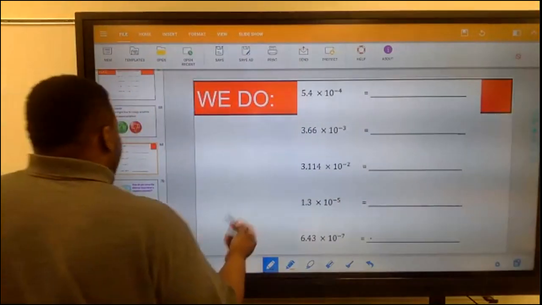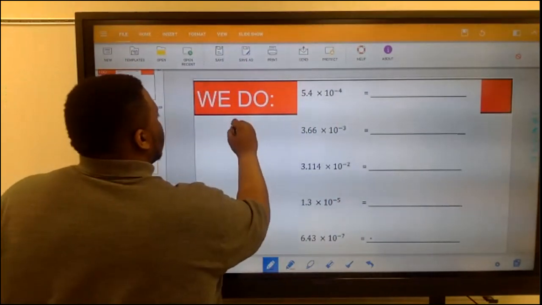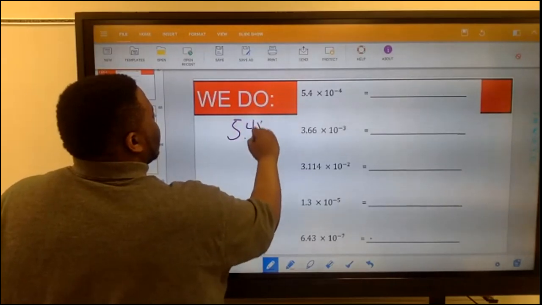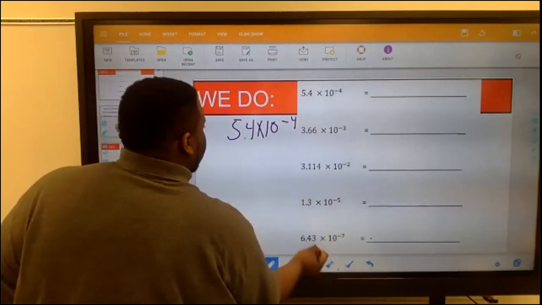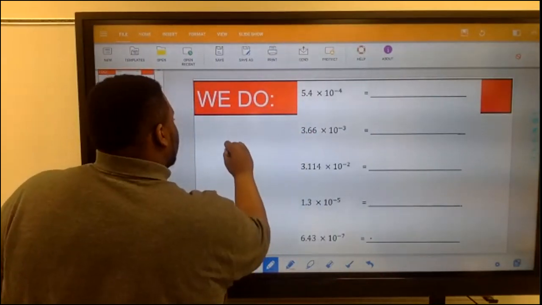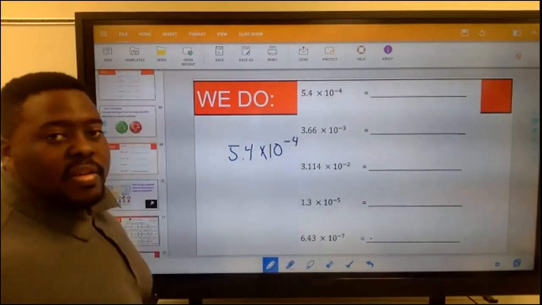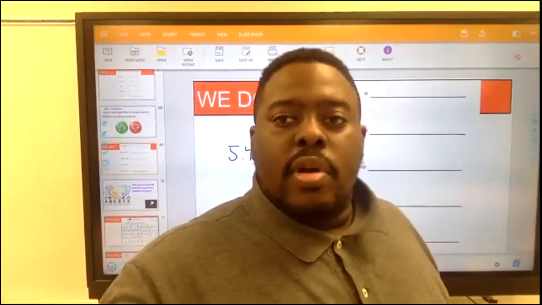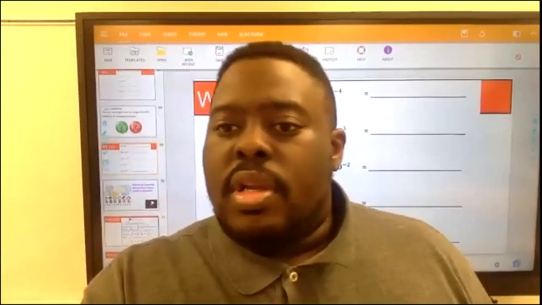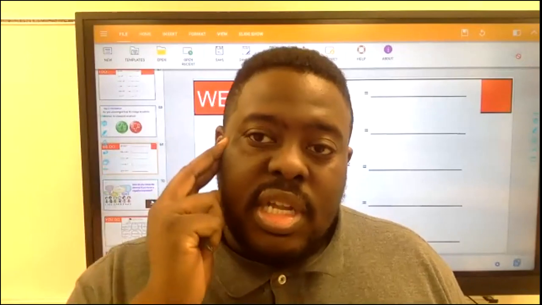All right, so we do 5.4 times 10 to the negative 4, okay? 5.4 times 10 to the negative 4. That's ugly, first of all. Right? Let's do it right here. All right, so it says negative 4. Can anybody tell me what direction we're going? To the right? Negative 4? Left. All right. Right is positive, okay? So left is negative. To the left.